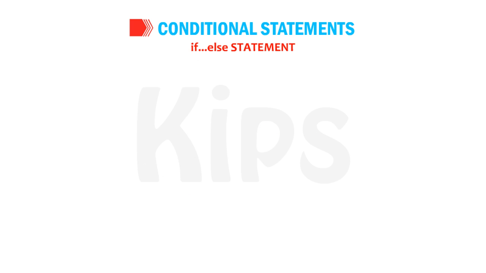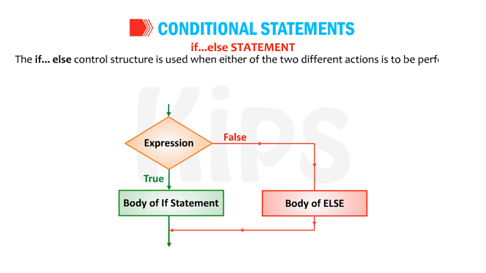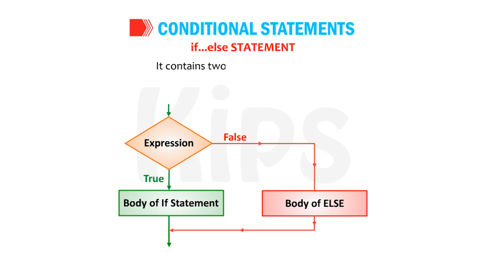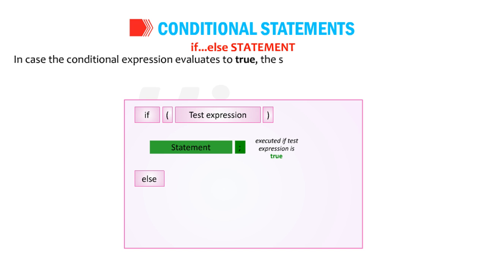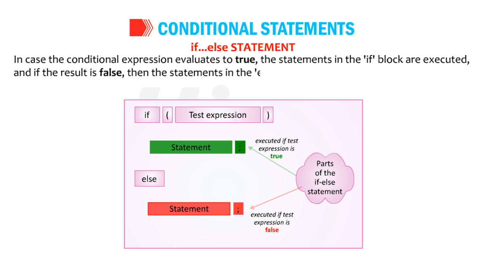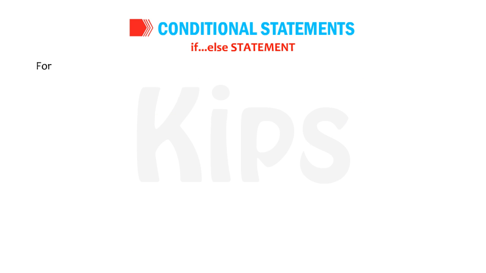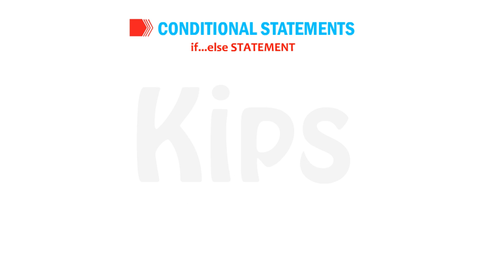If-else statement. The if-else control structure is used when either of the two different actions is to be performed, depending upon the result of the conditional expression. It contains two blocks of statements. In case the conditional expression evaluates to true, the statements in the if block are executed. And if the result is false, then the statements in the else block get executed. For example, you can go out to play if it doesn't rain, else you have to play indoor games. Syntax: if, Statements: set 1, else, Statements: set 2. Program 12.